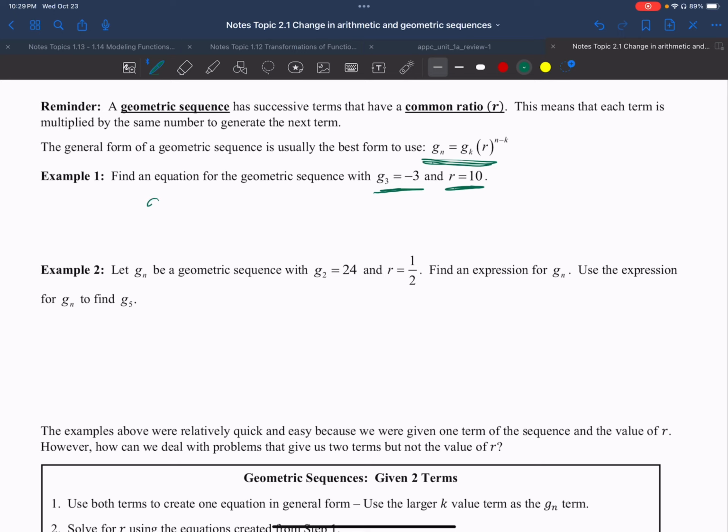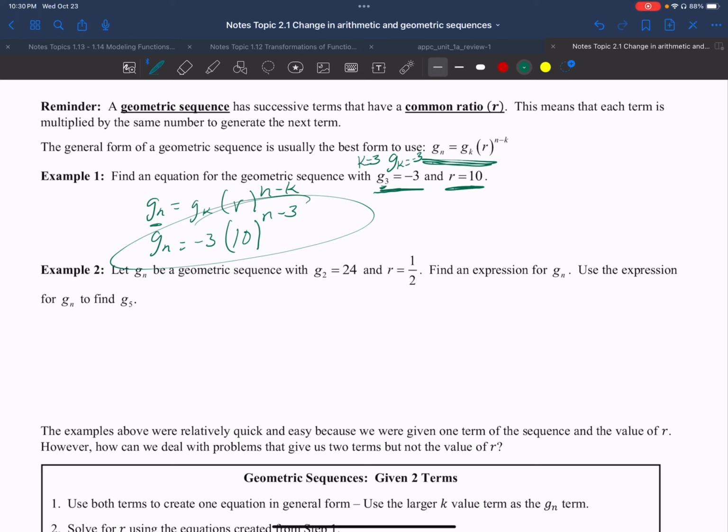All they want is the equation, so I know that g of n is equal to g sub k times r to the power of n minus k. Again, I want g of n, so k equals the subscript, which is 3, and then g sub k is -3. So I'm going to plug my k's into my formula, and my r. So g of n is going to be equal to g sub k, which is -3. I know my common ratio is 10, and my power is n minus k, which is 3, and I'm done. This one is very simple since I don't have to find anything else, just the equation.